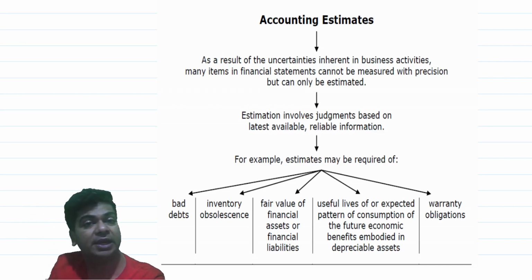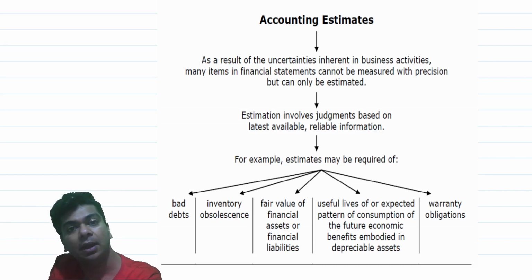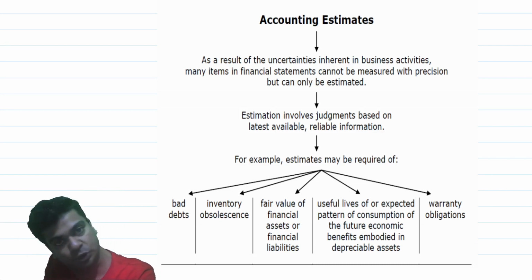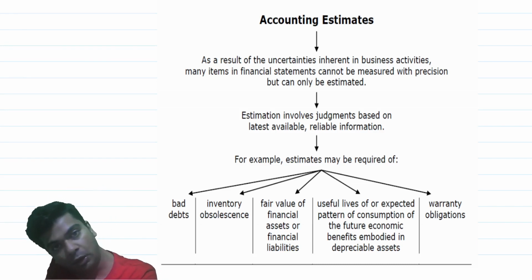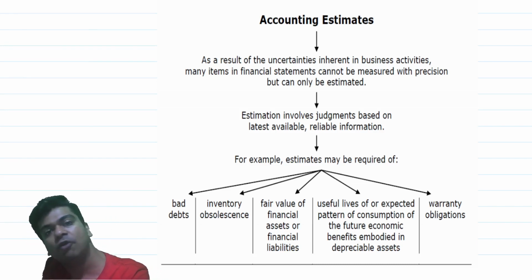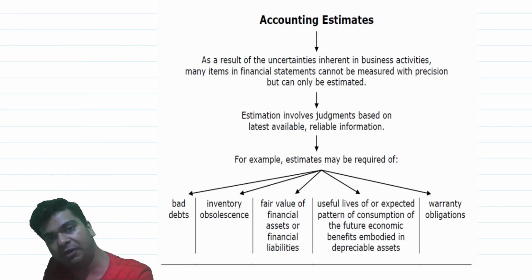I know I am selling on credit basis. I know that a certain amount of my debtors will go bad, but that I will come to know only in future. Should I wait till the actual event occurs in future, or should I make an estimate of provision for bad and doubtful debts right now? Obviously, I have to make an estimate right now.